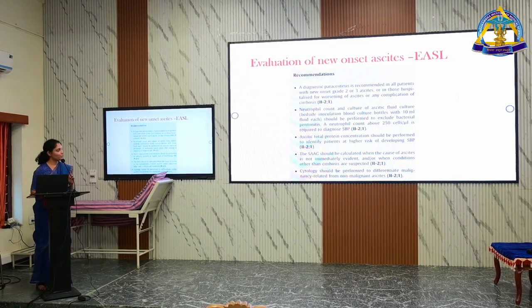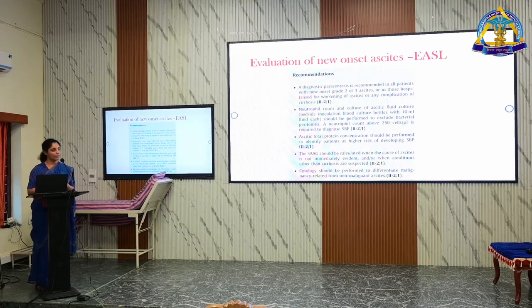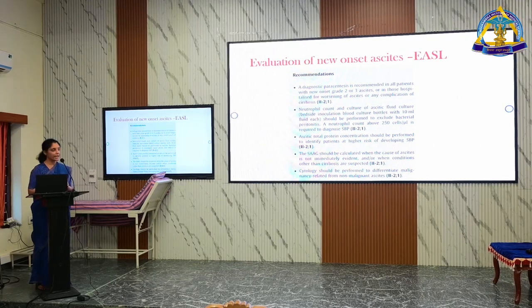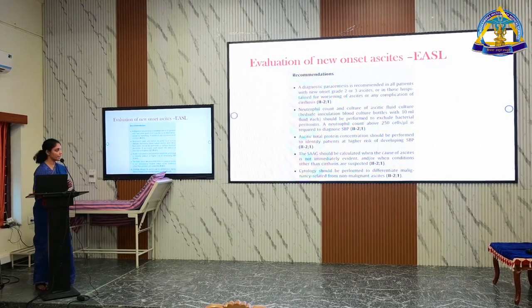And then you go for a neutrophil count and culture of the ascitic fluid, and try to do a bedside inoculation. That gives you the most culture positivity. And the neutrophil count, that is absolute neutrophil count, about 250 is required to diagnose spontaneous bacterial peritonitis.